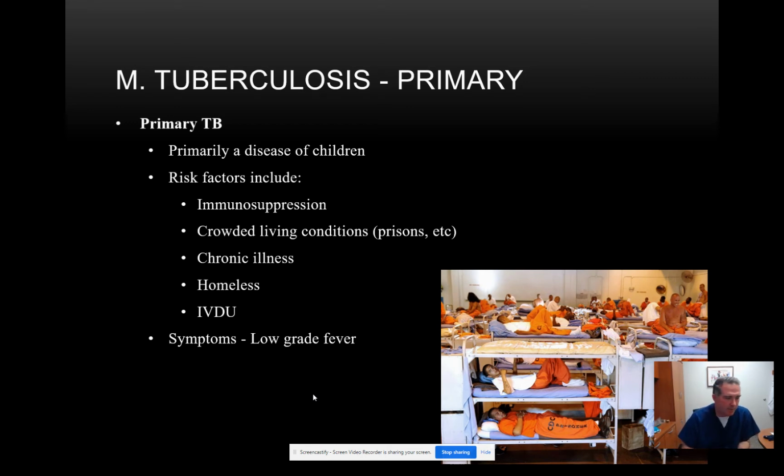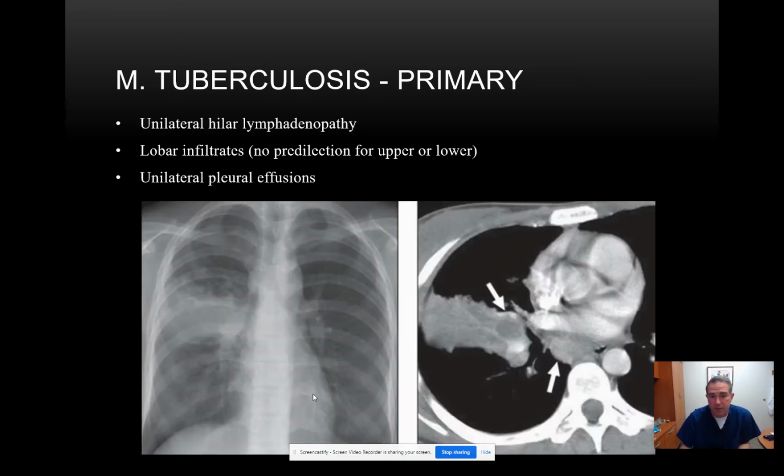You're also going to have a second group of the population, whether they're immunosuppressed or they live in crowded living situations like jails, or have chronic illnesses, homelessness, and IV drug use. Again, symptoms are going to be low-grade fevers, and it's going to look like a pneumonia. So again, we're talking about primary TB. It does not necessarily have an upper lobe predominance, just looks like a lobar pneumonia with some reactive lymphadenopathy and maybe a pleural effusion.